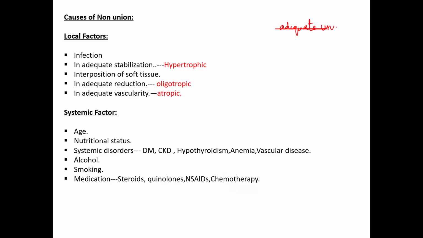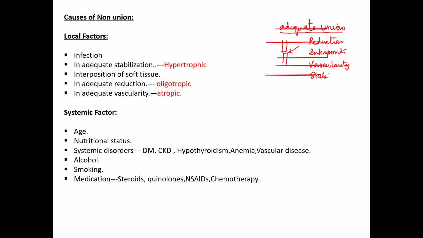Adequate union happens when? The fracture should be properly reduced, and there should not be anything in between. So proper reduction is one thing. Then there should not be any interposition of soft tissue. Then vascularity should be good, and it should be stable bone. So either you apply plaster, splint, or put any implant, but the bone should be very stable. And there shouldn't be any infection at the fracture site. So these are the adequate conditions where a fracture will unite.